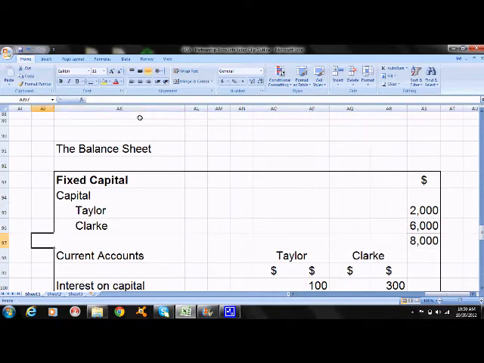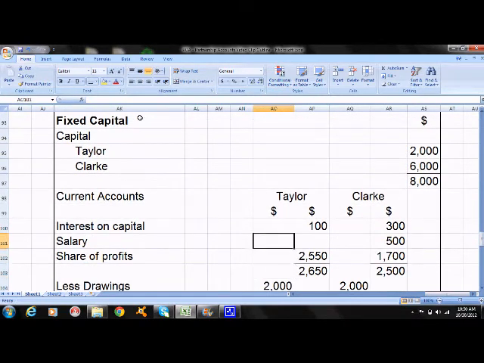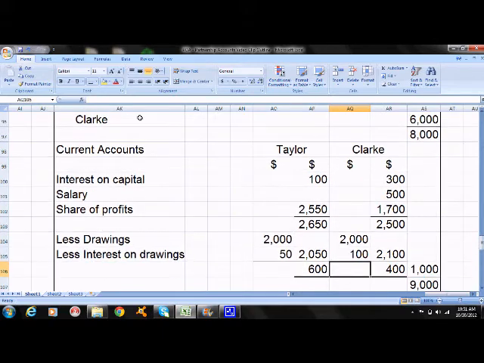And then we're going to have our current account afterwards. For Taylor we're going to have $100 and $2,550. This is coming from the current account that was done before. And for Clark you're going to have $300, $500 and $1,700. We now add up everything. Then afterwards add up everything right here.